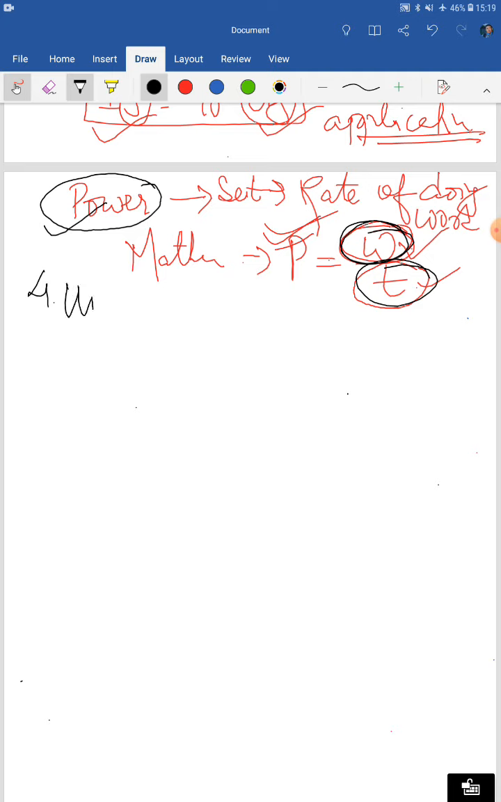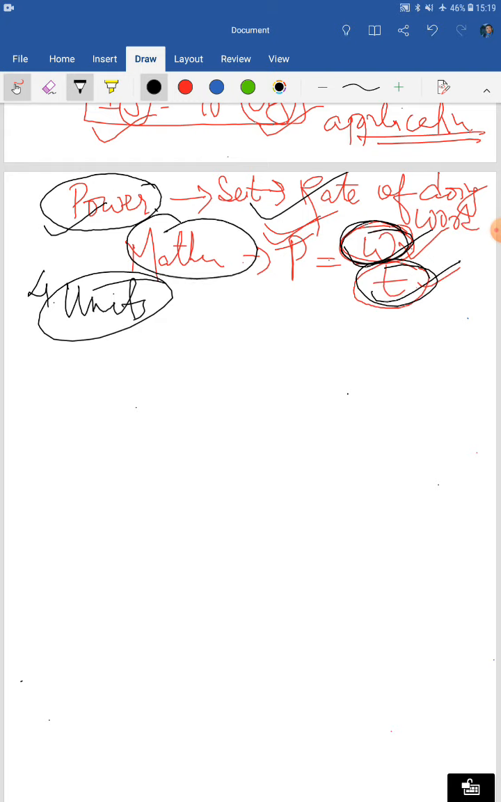Now after this you must learn the units. We have learned the two definitions here. Rate of doing work is called power. Mathematically, power is equal to W by T. We saw both definitions, isn't it? Now let's learn the unit. Now power equals W by T. This is our mathematical definition.